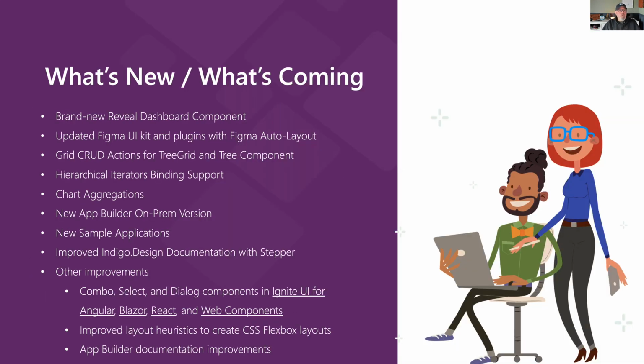So what's new and what's coming? This is the short list. There are other things that have shipped already this year. What I'm going to highlight today is the first two items, the new Reveal dashboard component and the updated Figma UI kit with plugins with auto layout. I know we've seen a little bit of that already in some previous webinars, but I'm going to show it today again on a demo that I recently did in New York.